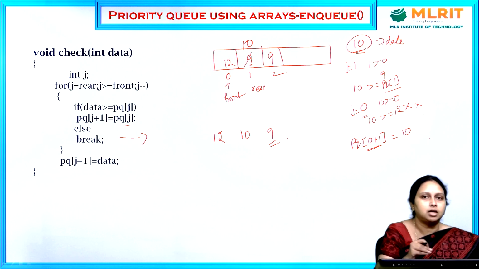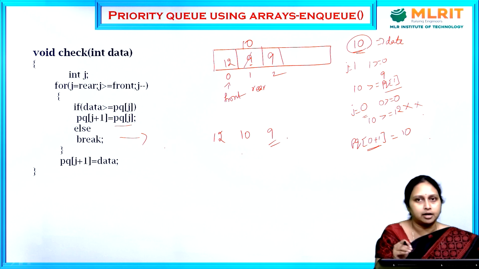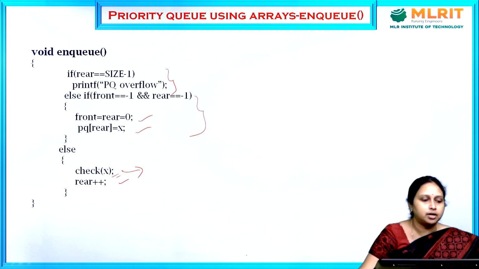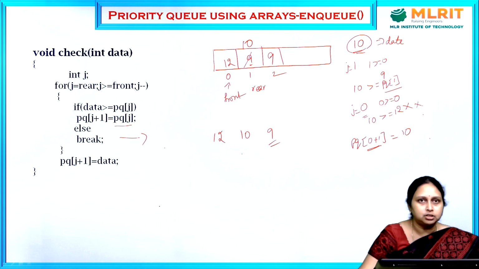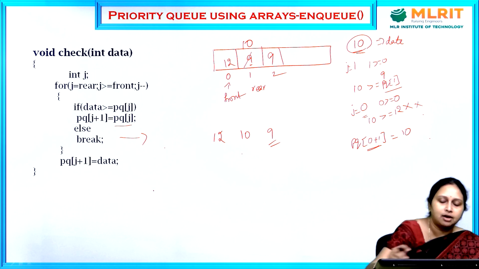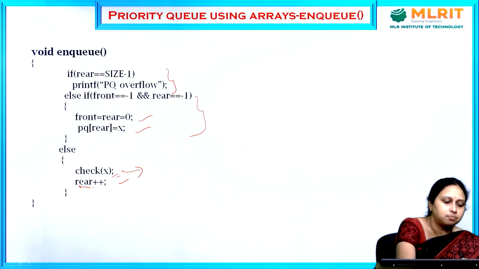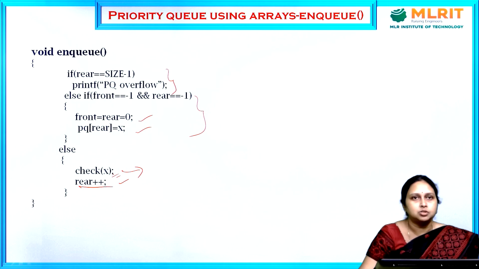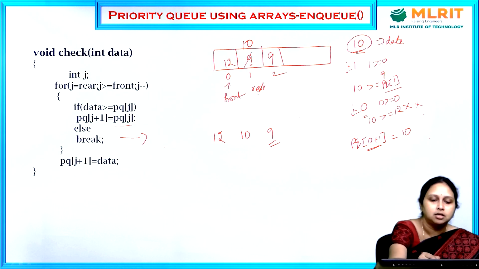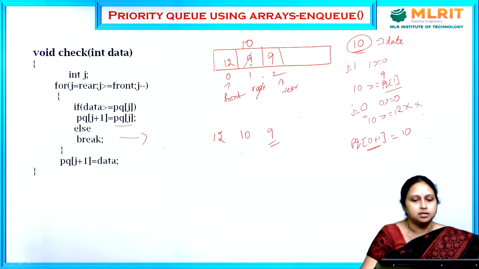Like this, we are going to insert the element at the correct position by using the check function. That means here we need to write two functions. One is the NQ function and another one is the check function. After inserting the element in check, we have written one more statement, rear plus plus. After this we are going to increment rear. This one also we need to represent here. Now rear should be incremented, rear becomes this. This is your check function.